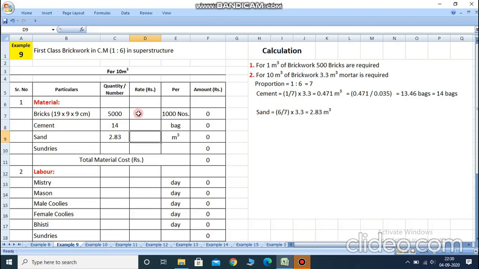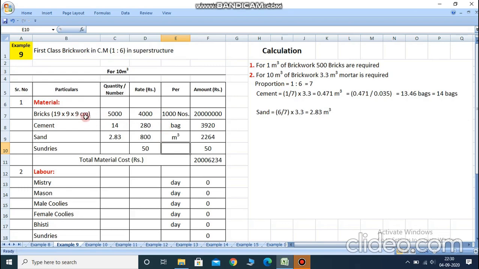Now the summation of the rates as per the textbook value. The rate of 1000 bricks is 4000 rupees. Then 1 cement bag value is 280 rupees per bag, and the sand rate is 800 rupees per meter cube. And an extra cost of 50 rupees we included as extra cost.